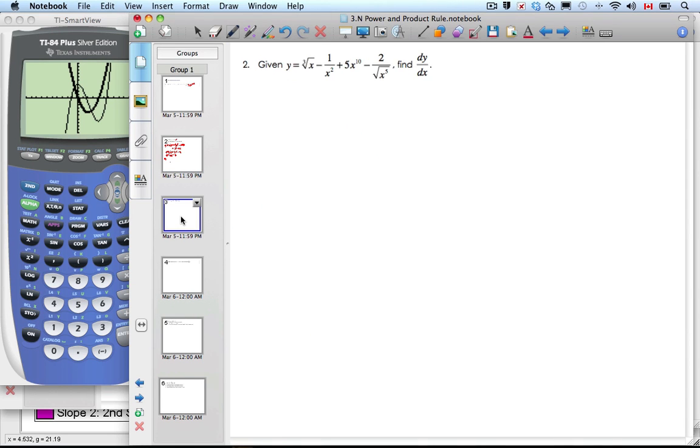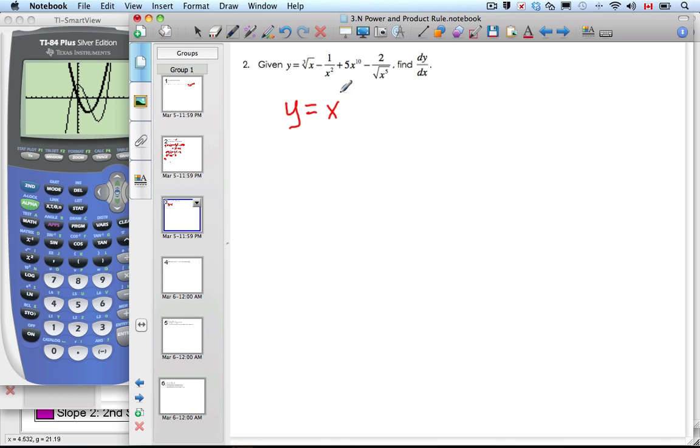Let's do one more example here. Given that y is the cube root of x minus 1 over x squared plus 5 times x to the 10th minus 2 over the square root of x to the 5th, find the derivative. Ooh, wow. So dy/dx we got to find. Well, first, you know what I like to do is rewrite this because these are hard to see what the power really is.